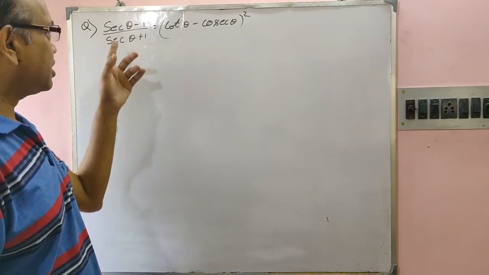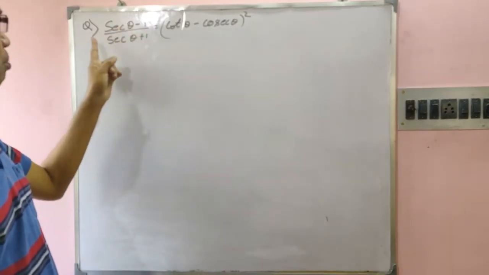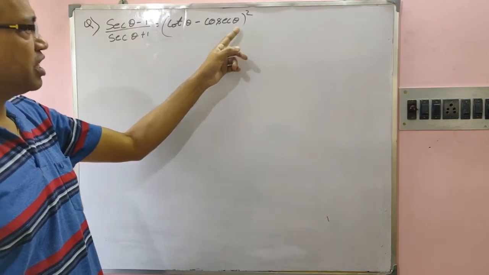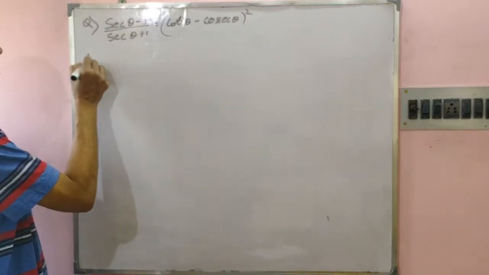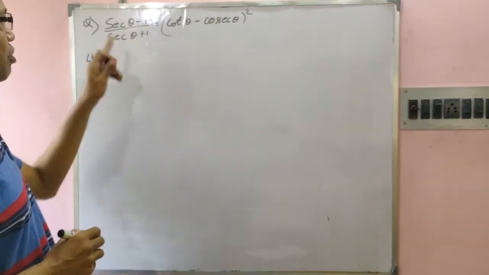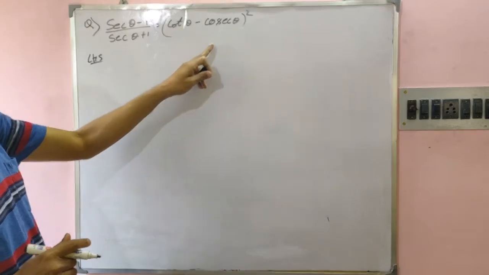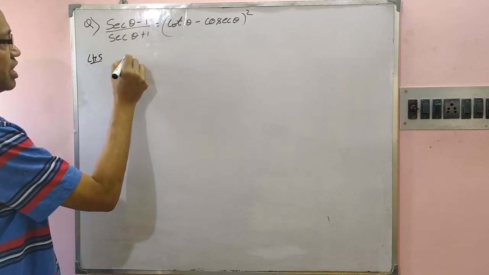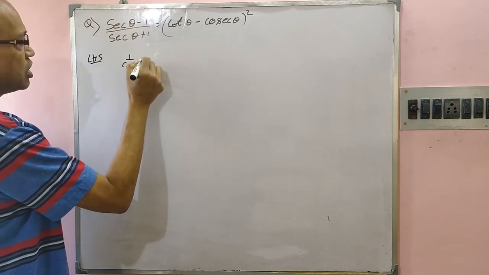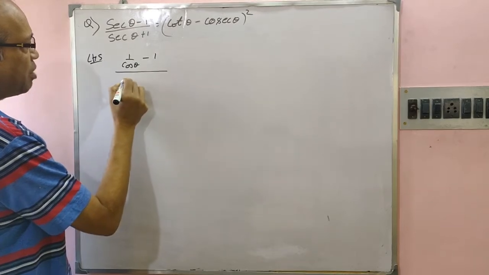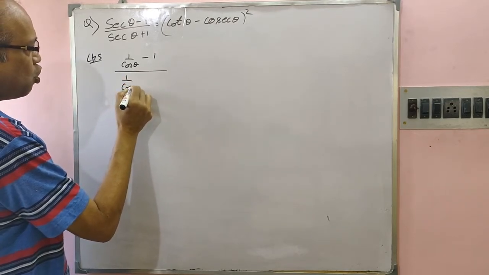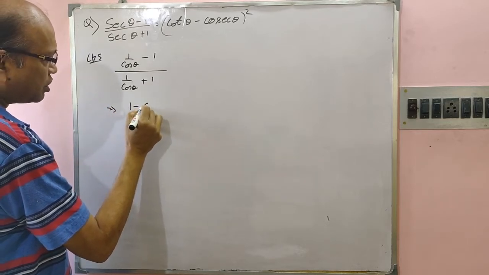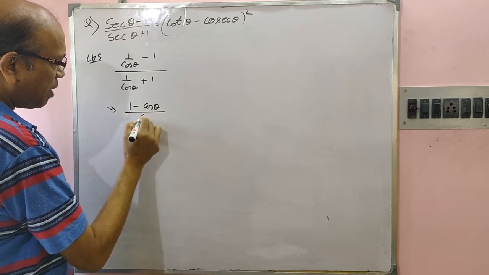The next question: (sec theta minus 1) by (sec theta plus 1) is (cot theta minus cosecant theta) whole square. Left hand side. Here we got sec theta, here cot theta, cosecant theta. So convert them into cos theta. This can be written as (1 by cos theta minus 1) whole divided by (1 by cos theta plus 1), which is equal to 1 minus cos theta by cos theta.